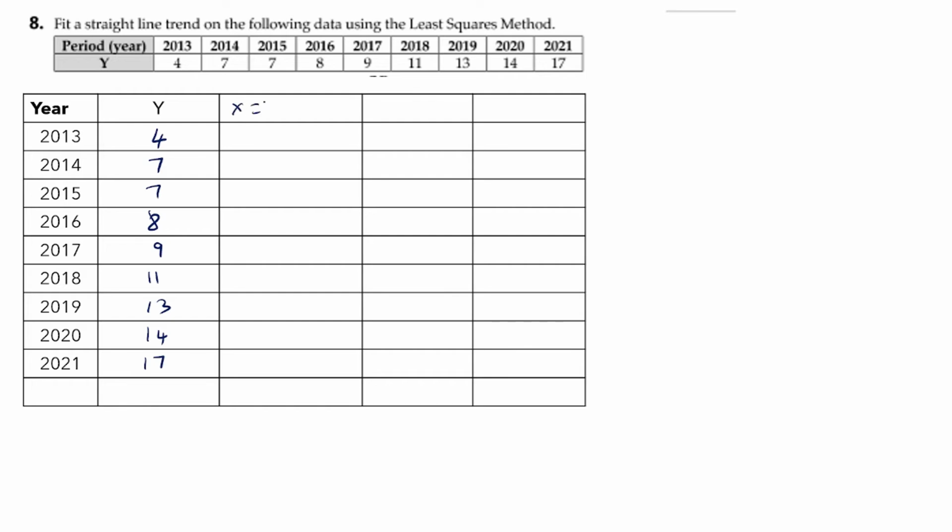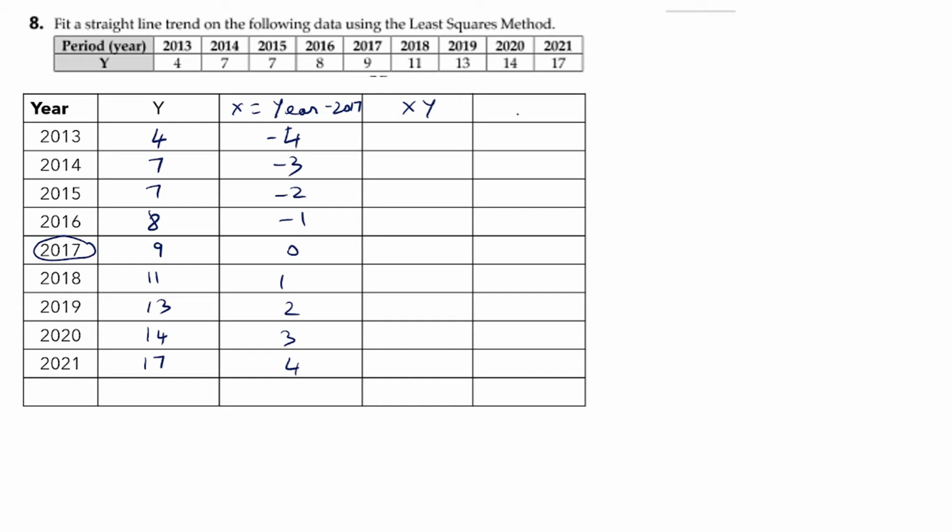Now x is here the number of years is 9. It is odd. So we can take x as year minus the year in the middle. The year in the middle it is 2017. So x is equal to year minus 2017. So here we will have minus 4, then minus 3, then minus 2, minus 1, 0, 1, 2, 3, 4.